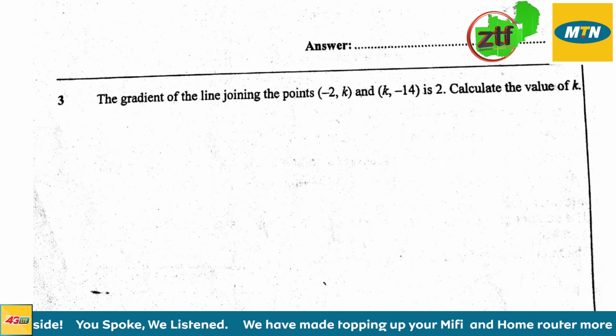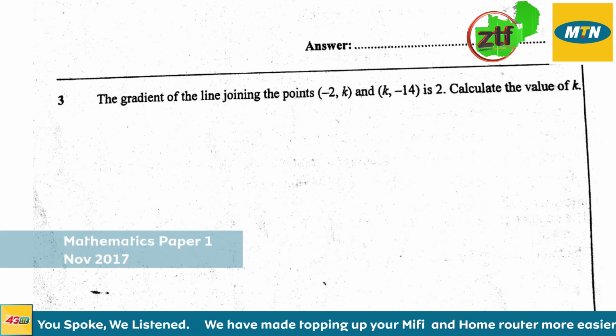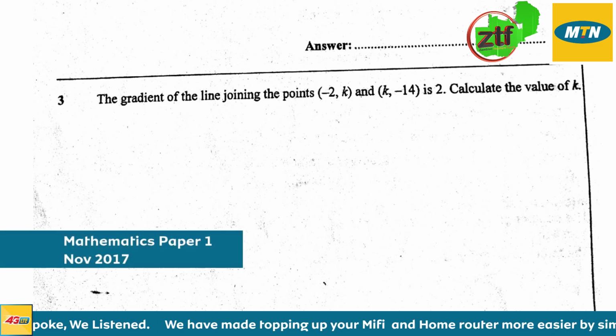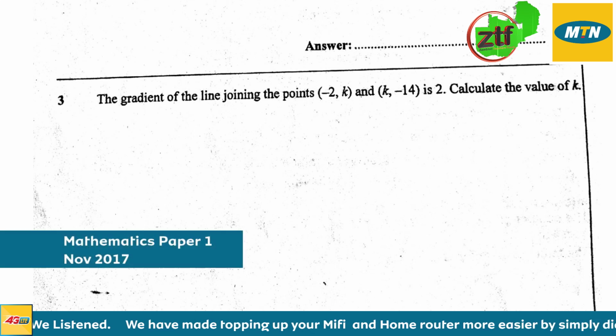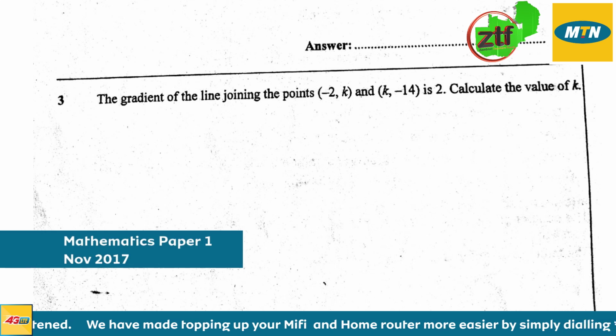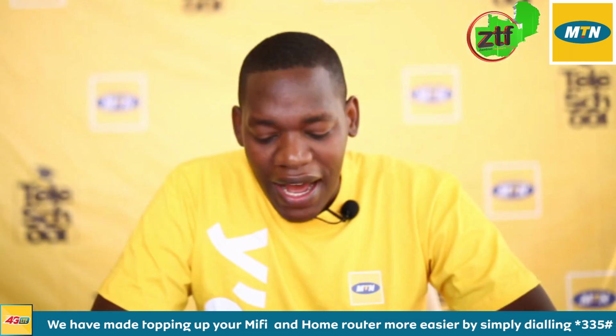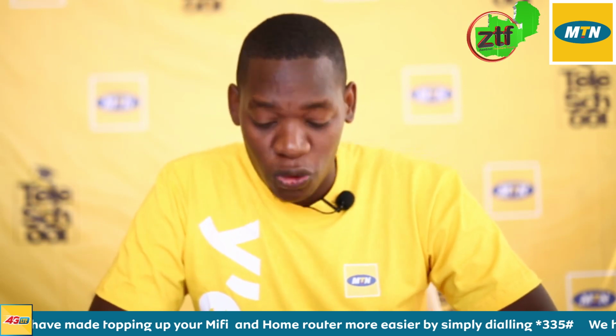When you look at question number 3, it's from the topic called coordinate geometry. Now they are specifically looking at the gradient. We are given 2 points and they have given us the gradient as 2. They want us to find the value of k.